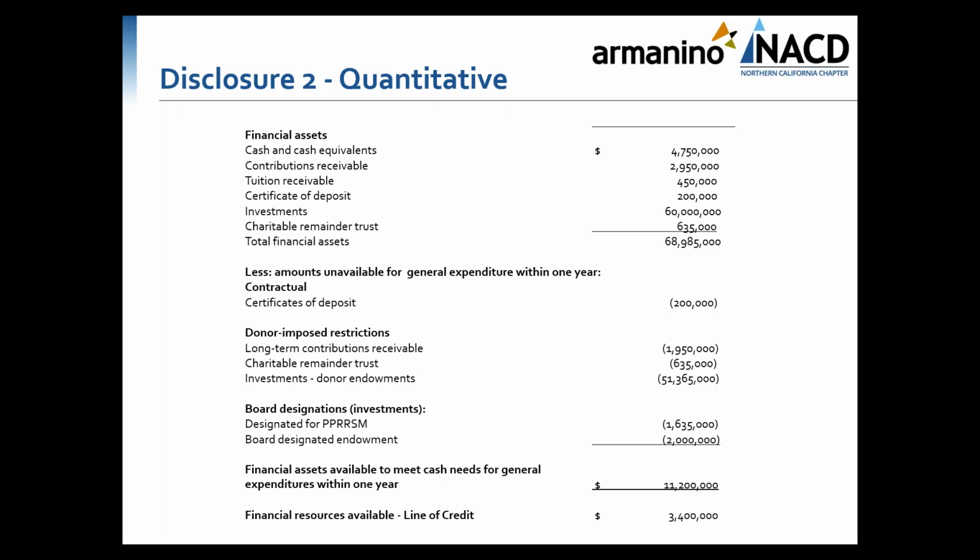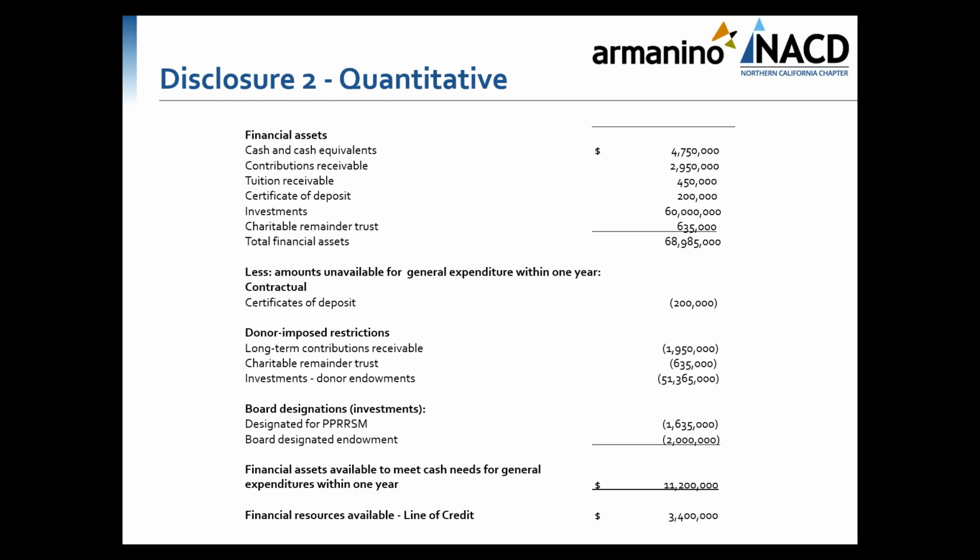But if you look through the amounts that this organization has carved out as being unavailable, and I like this example because they've actually bifurcated the amounts that are unavailable between contractual, donor-imposed restrictions, and then internal restrictions. So all of the things that they've talked about on the previous slide, the contributions, the investments, the portions that are designated for the internal endowment.